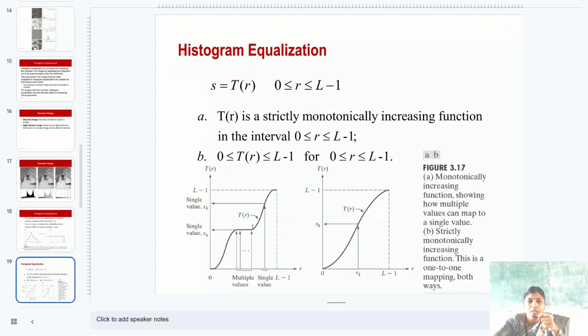Histogram equalization can be given as S equal to T of R, where T is defined on the interval 0 less than or equal to R less than or equal to L minus 1, and T of R represents a monotonically increasing function in the interval 0 less than or equal to R less than or equal to L minus 1. And it can take values between 0 and L minus 1. So this is a monotonically increasing function, a one-to-one mapping in both ways. Figure A represents a monotonically increasing function, and shows how multiple values can be mapped to a single value.